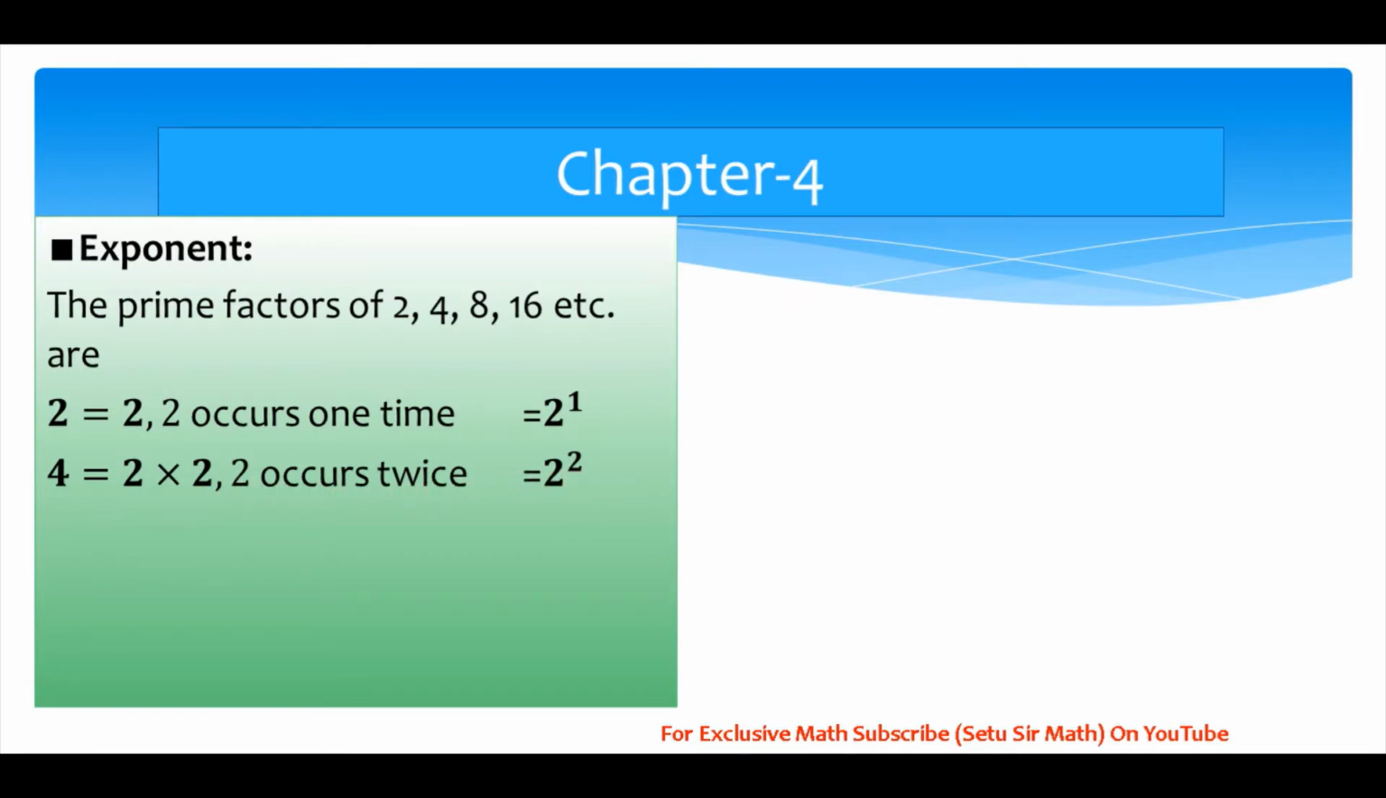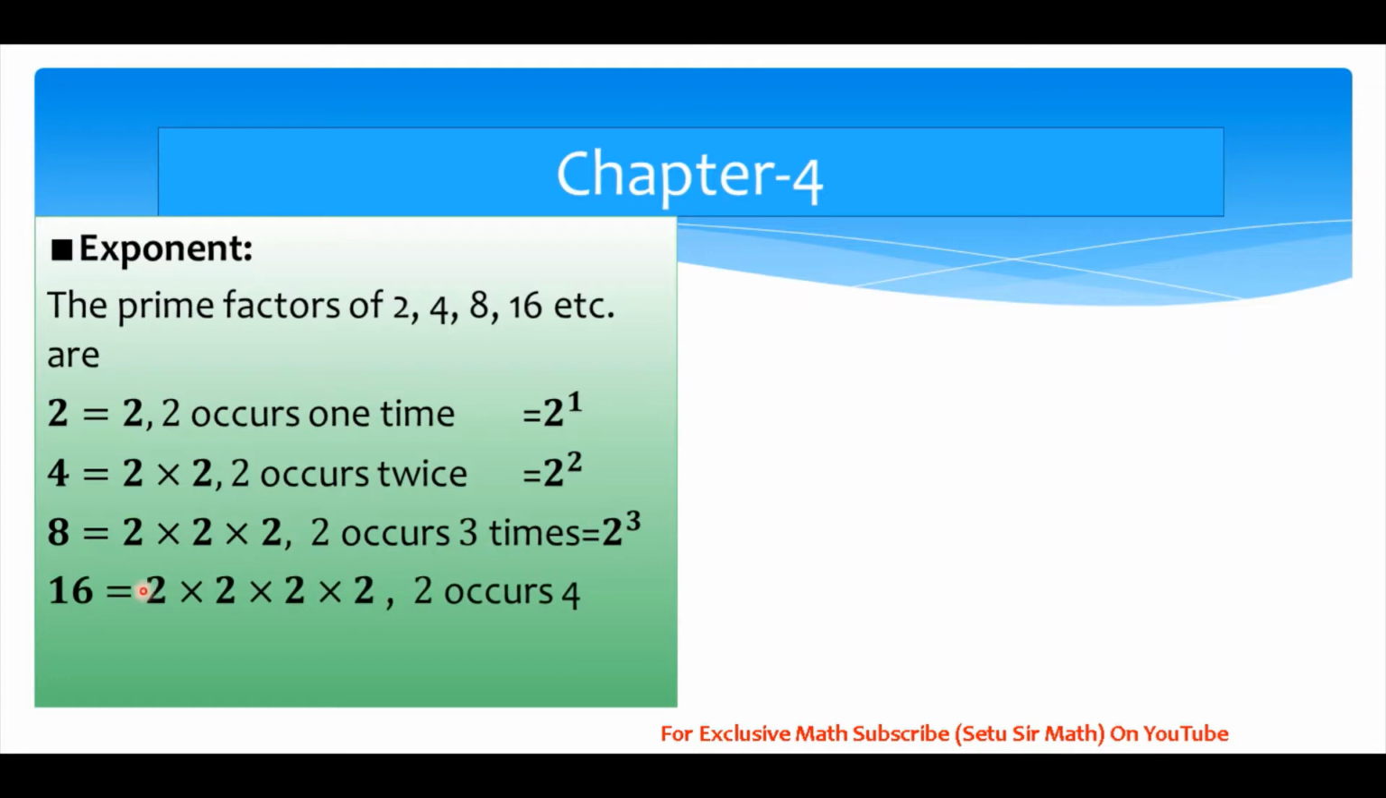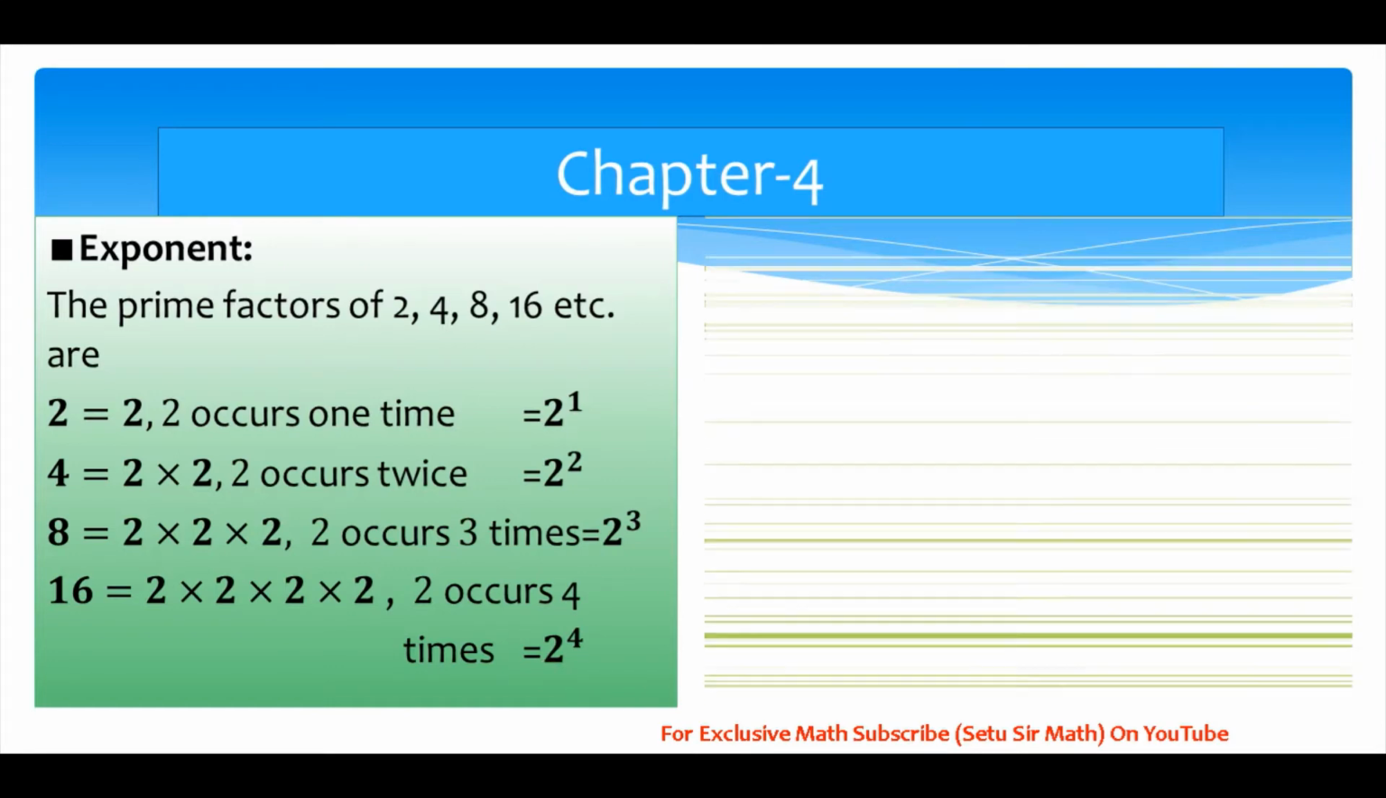And we will write like this. 8 equals to 2 multiplied by 2 multiplied by 2. 2 occurs 3 times. And we will write like this. 16 equals to 2 multiplied by 2 multiplied by 2 multiplied by 2. 2 occurs 4 times, and we will write like this.